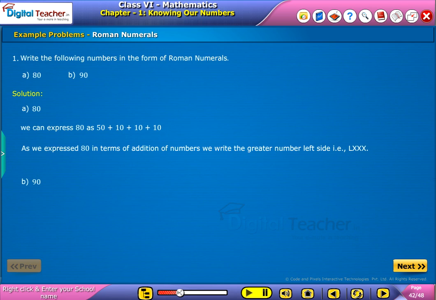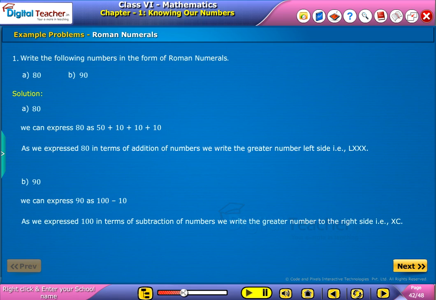In the next number 90, we can express 90 as 100 minus 10. As we expressed 90 in terms of subtraction of numbers, we write the smaller number to the left side, that is XC.